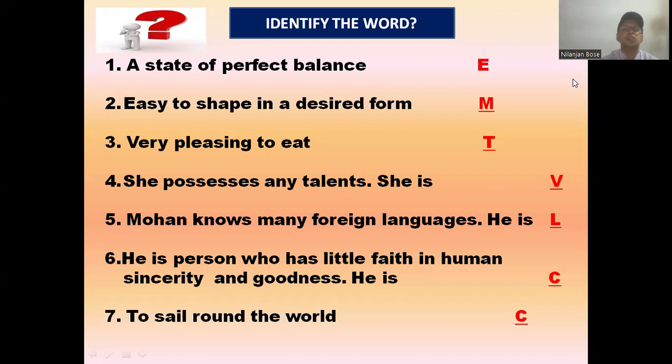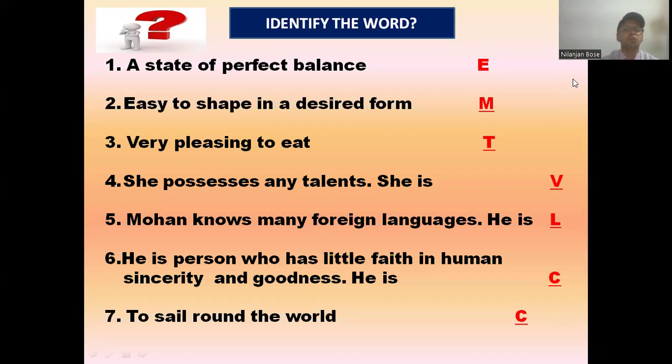What should be the actual word? And you should keep in mind the first letter of the word will be E. Definitely it should be equilibrium, right? You are quite familiar with this particular word, equilibrium. So the first answer will be equilibrium.